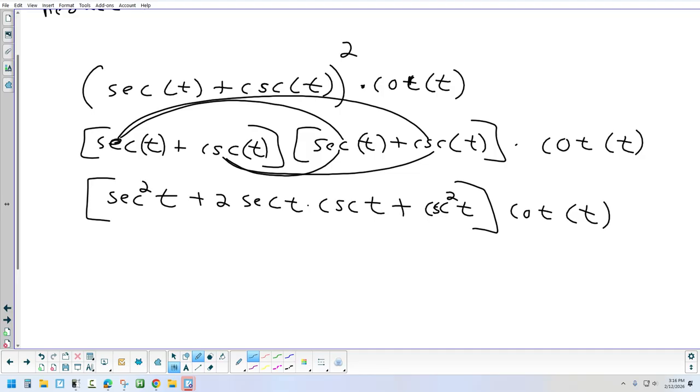Does anyone remember which trig function you flip to get secant? Yeah, cosine. So which function would you flip to get secant squared? One over cosine squared. Okay, so there's the first one. Secant, we just said that is 1 over cosine.